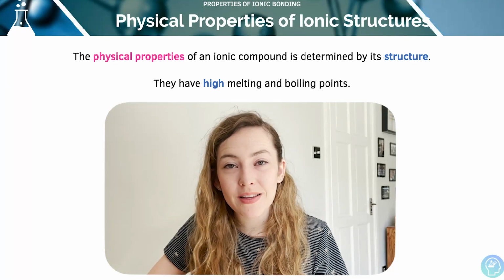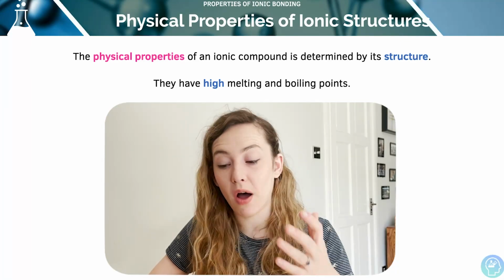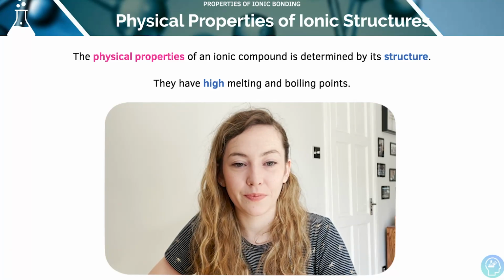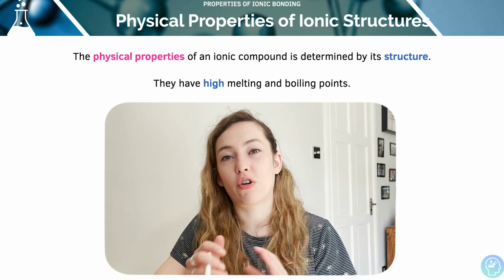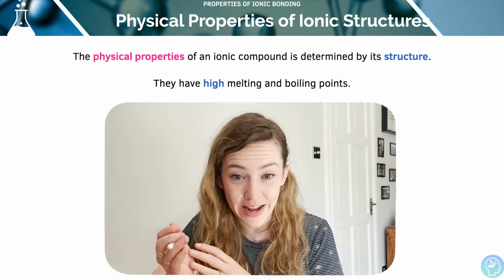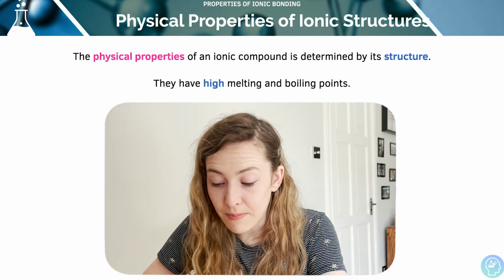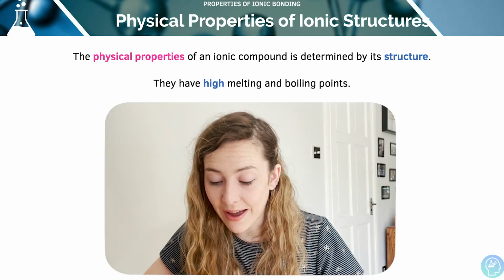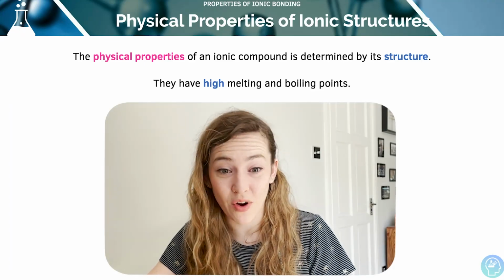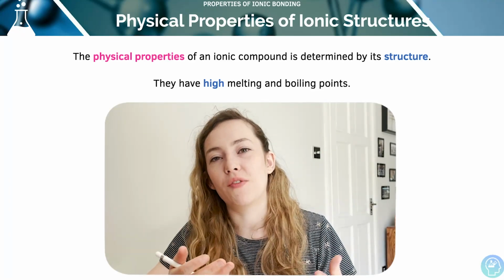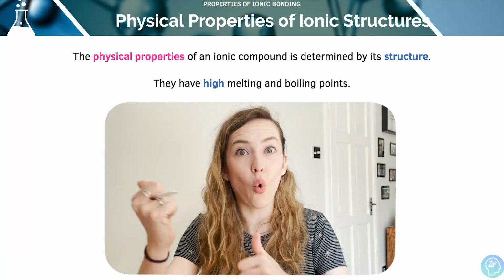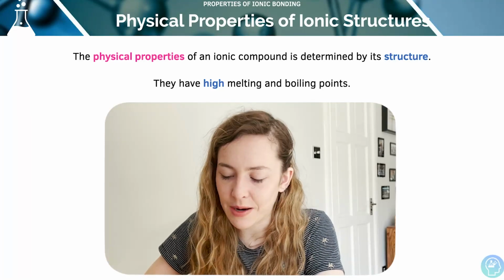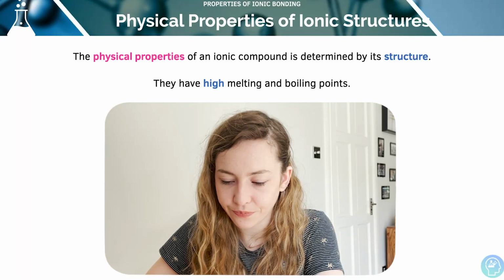The physical properties of ionic compounds are determined by their structure. So they've got high melting and boiling points. And the arrangement of their structure within the lattice also dictates whether they can conduct electricity or not. The melting and boiling points are usually high because the ions in the giant ionic lattice are held together by strong electrostatic forces of attraction, which require a lot of energy to overcome. Those electrostatic forces of attraction are in all different directions because it's that giant lattice. And therefore, that's why the high temperature is needed, because of that high amount of energy.